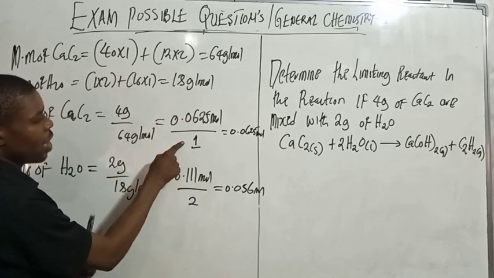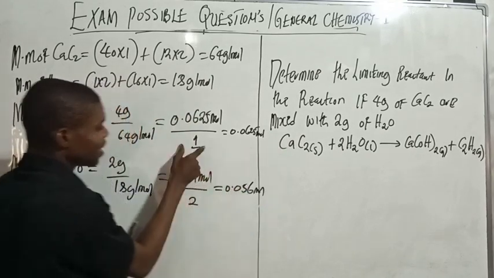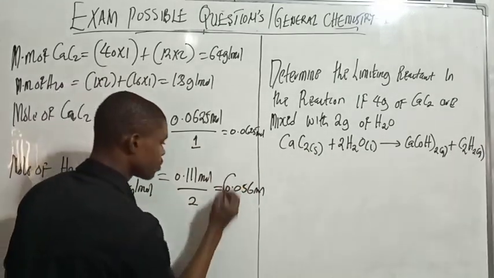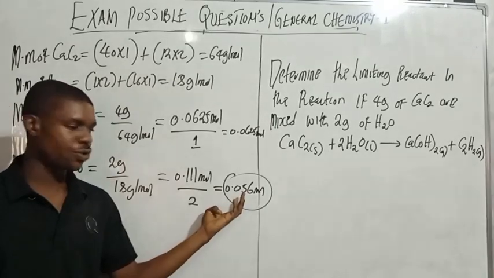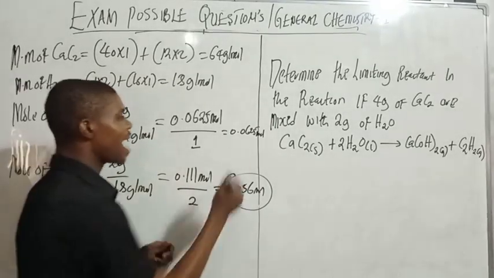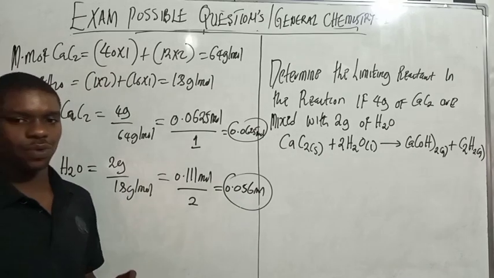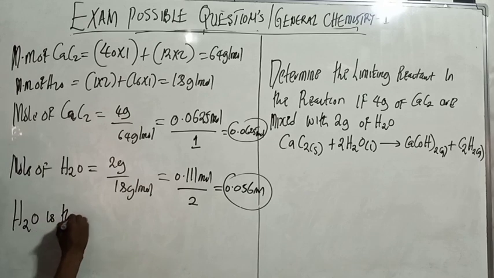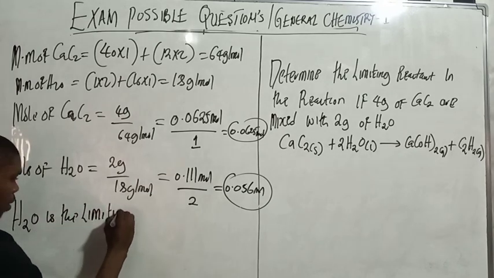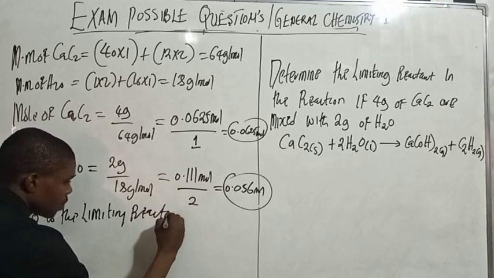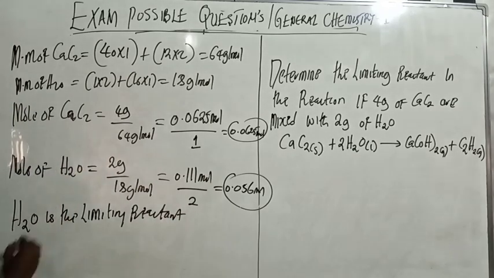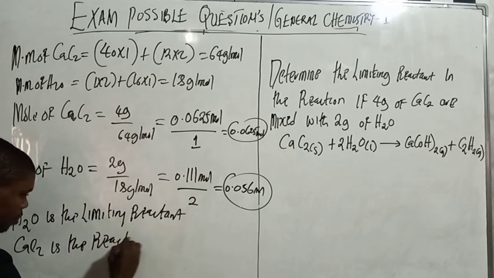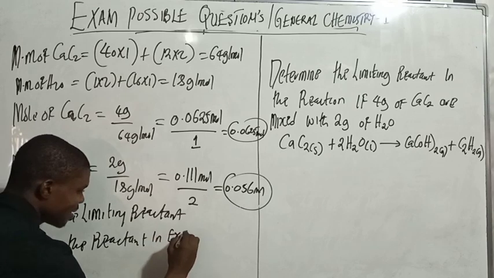Where they are getting it from is the balanced coefficient. So I divide by 1, I divide by 2. The one that has the least value is the limiting reactant, while the one that has the highest value is the reactant in excess. So it means that H2O is the limiting reactant. I get it. Then calcium carbide is the reactant in excess.